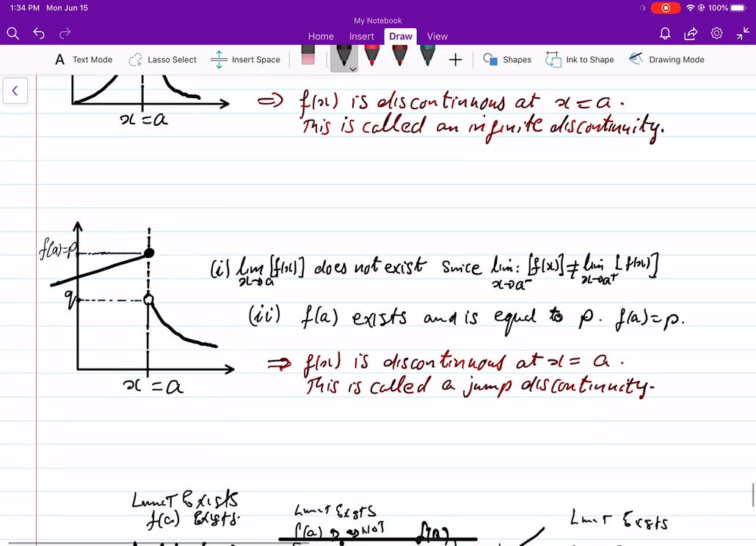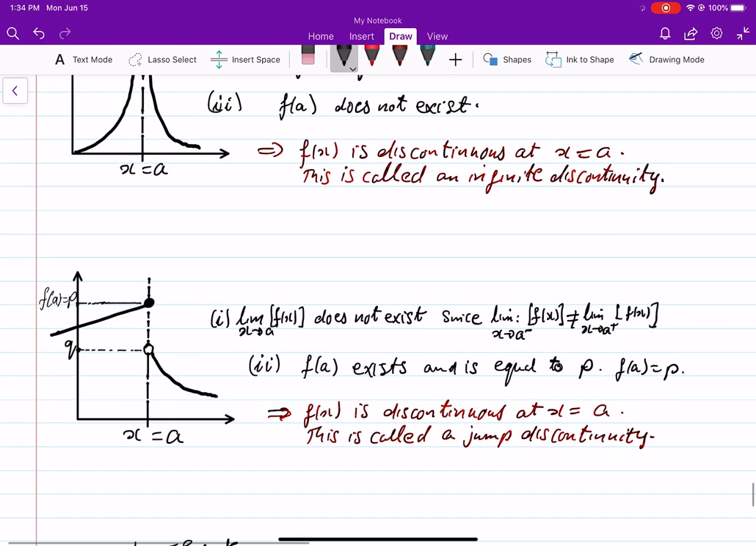This is my favorite. This one right here. This is the last one. You can clearly see that as x is approaching a, let me read what I have there first. The limit as x approaches a of f of x does not exist since the limit as x approaches a minus of f of x is not equal to the limit as x approaches a plus of f of x. You can clearly see that as x is approaching a from the left, the function is approaching that hole, that value q, where you have that hole.